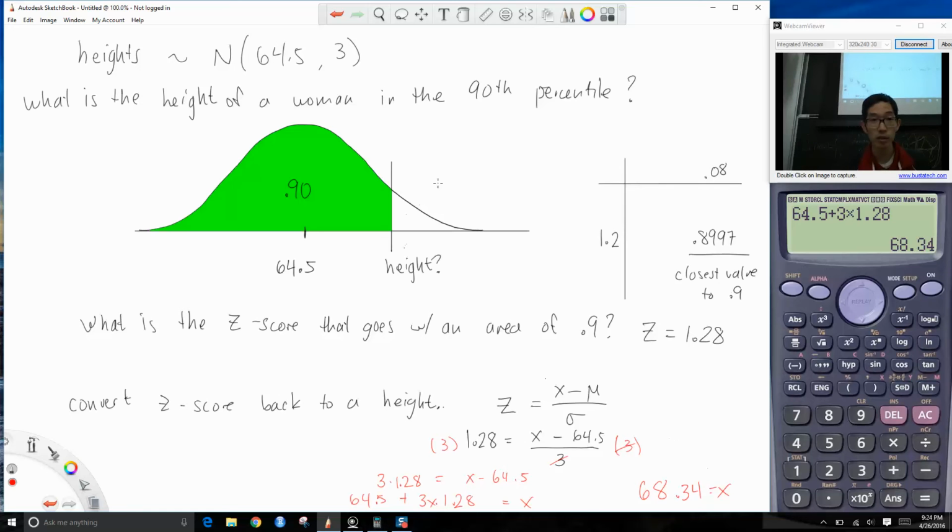Okay, so what is the height of a woman in the 90th percentile? 68.34 inches. So about 5 foot 8.5, a little shy of that.